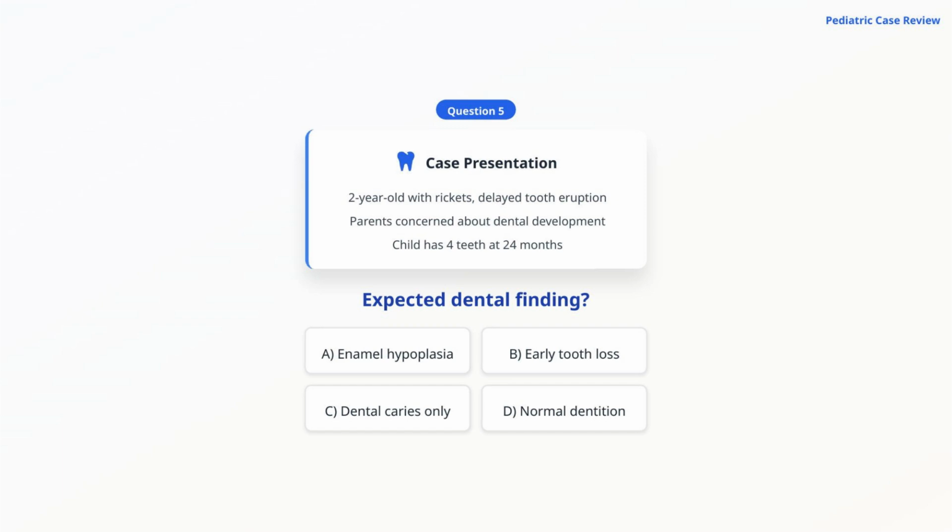Case 5. A 2-year-old diagnosed with rickets presents with delayed tooth eruption. Parents are concerned about dental development. The child has only 4 teeth at 24 months of age. Question: what is the expected dental finding in this patient?